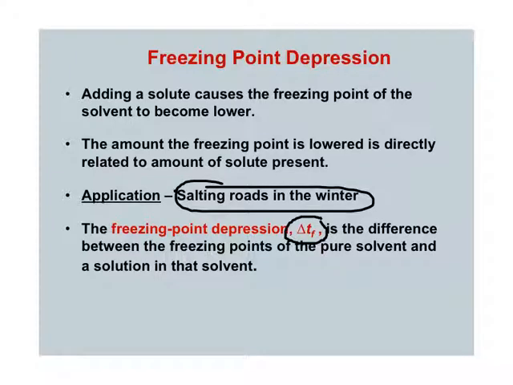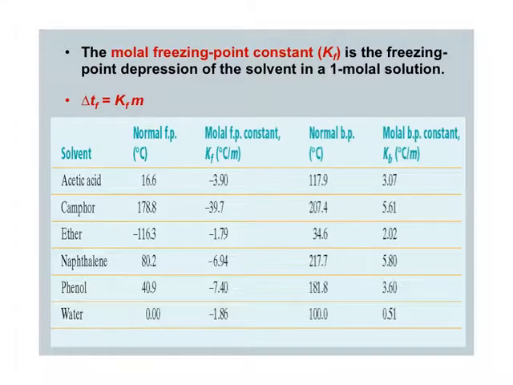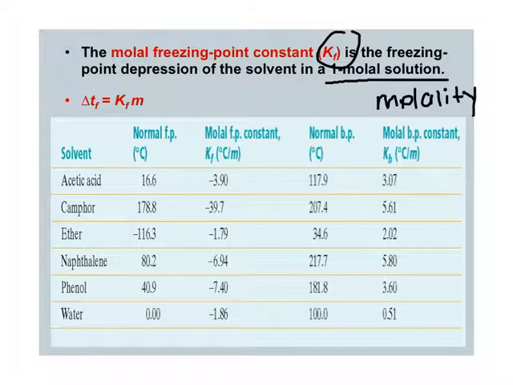We call this the freezing point depression. It'll look like this. It's the difference in the freezing point of the original solvent, the pure solvent, and the solution of the solvent. I'll explain that better in just a minute. Okay, so the molal freezing point constant, or K sub F, is the freezing point depression of a solvent in a 1 molal solution. So we're going to be looking at molality here. Not molarity, but molality. We did that in last section when we were talking about concentrations. So how much your freezing point is going to change depends on the constant of the solvent and the molality of the solution.